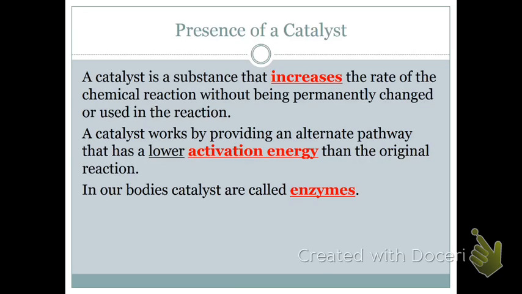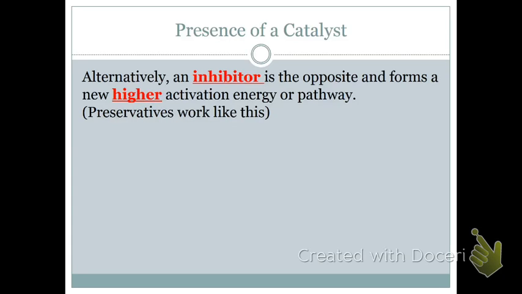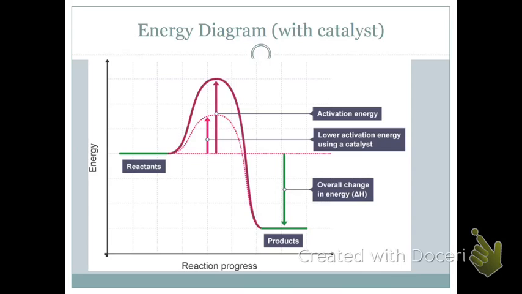The presence of a catalyst, and of course you probably remember this from biology. A catalyst is something that increases the rate. In biology we call them enzymes in our body, but basically what happens is the catalyst lowers that activation energy, and so it does not affect the overall delta H, but it lowers the hump, if you will. Okay. The opposite of a catalyst is an inhibitor. It would actually create a higher activation energy, and so the reaction would be less likely to happen. That's what preservatives basically are in our food, and even some other things that we don't want to go bad as quickly, so we put a preservative in them, and so that reaction is inhibited.